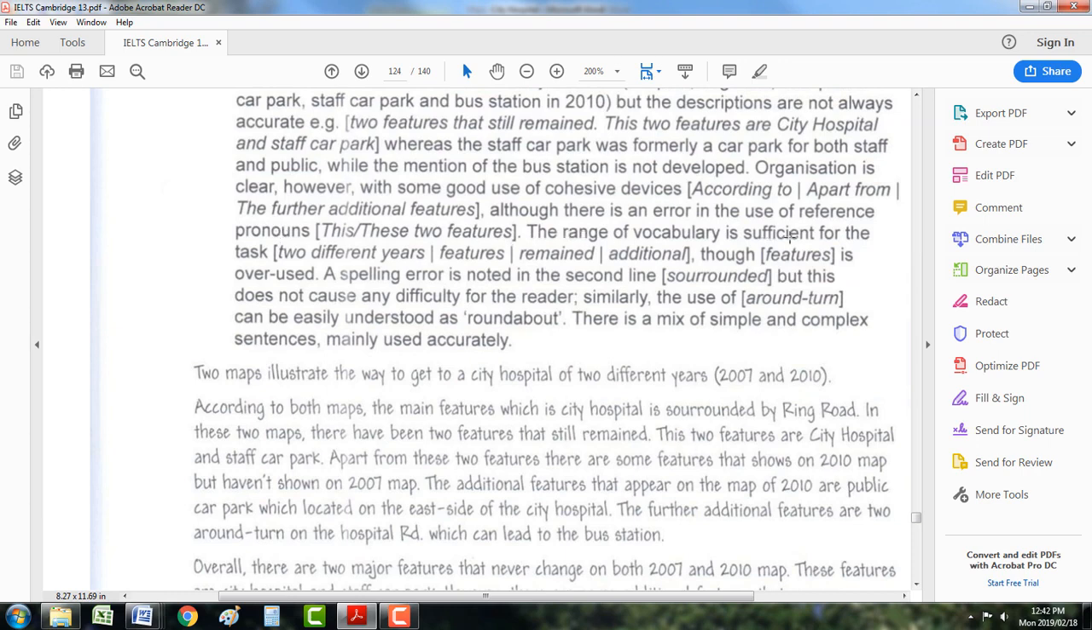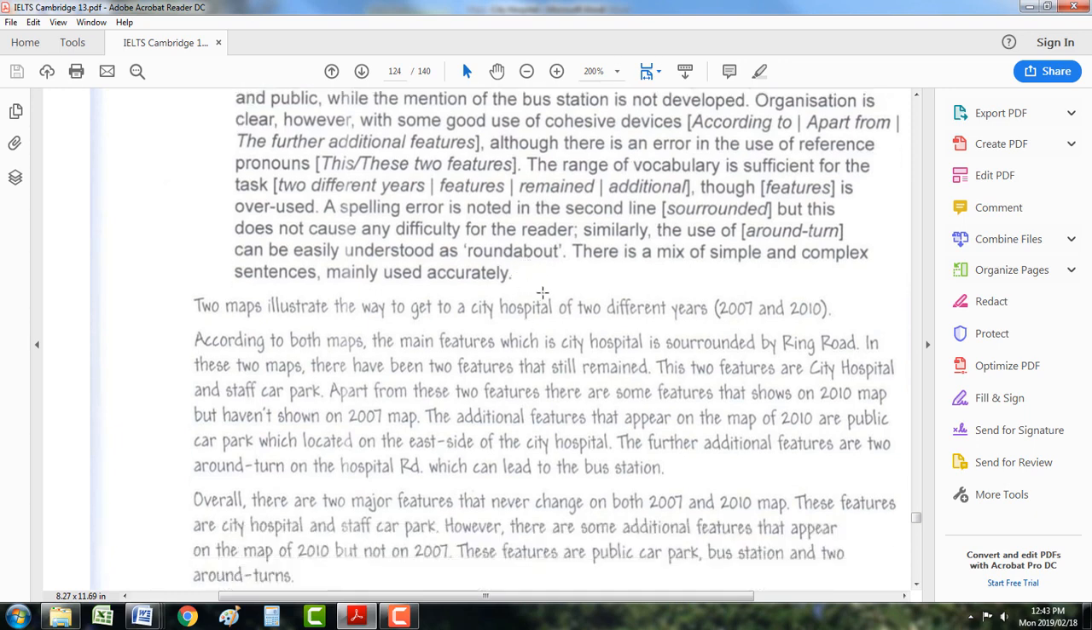The range of vocabulary is sufficient. Spelling error, not serious. Yeah, the student tried to paraphrase roundabout, but that's not a good idea. A roundabout is a roundabout. If you see an apple, will you try and paraphrase apple? No, an apple is an apple.